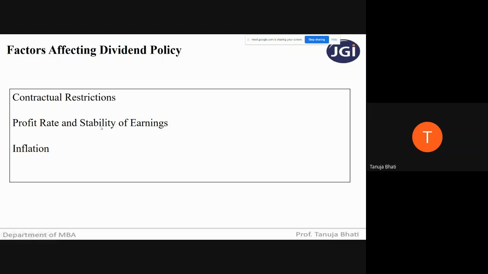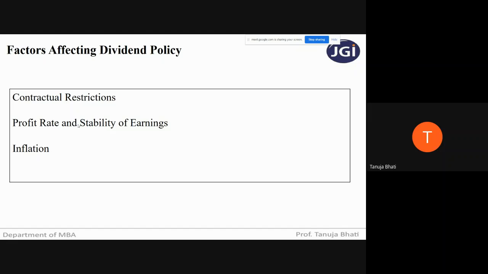Next is profit rate and stability of earnings. See, students, obviously, if the profit rate is lower, even if the company has made a certain dividend policy, will it be able to pay better dividends to the shareholders? No. So this is one of the most important factors which is going to affect the dividend policy, because dividend is paid out of profits. Dividend is paid out of earnings. So if the earnings are stable, the firm will be in a better position to pay a higher percentage of dividends.